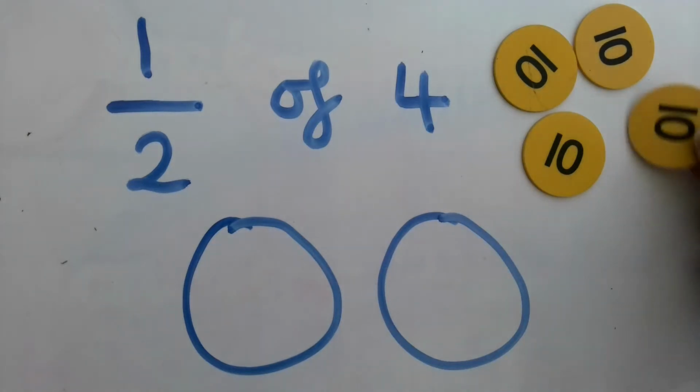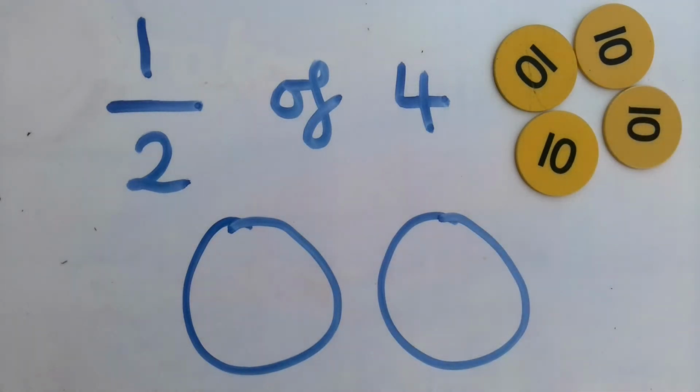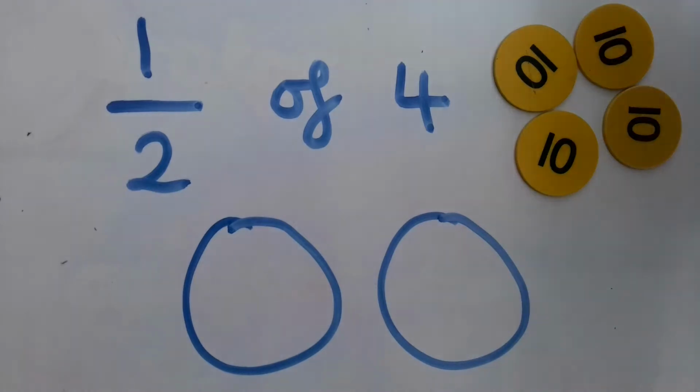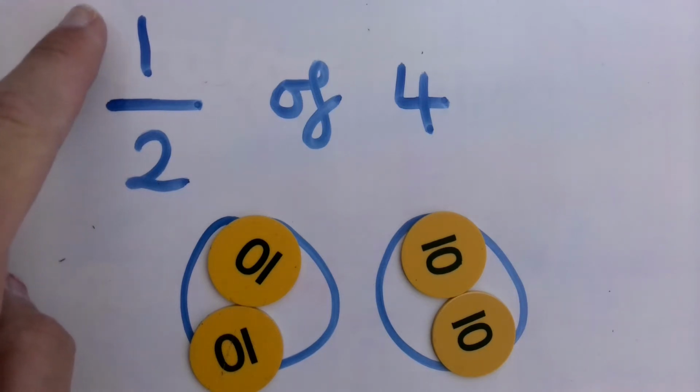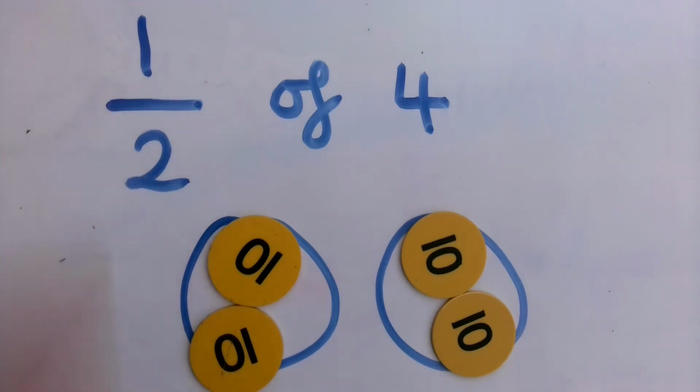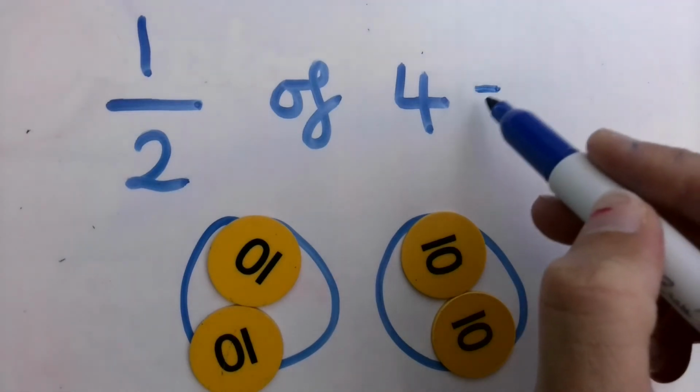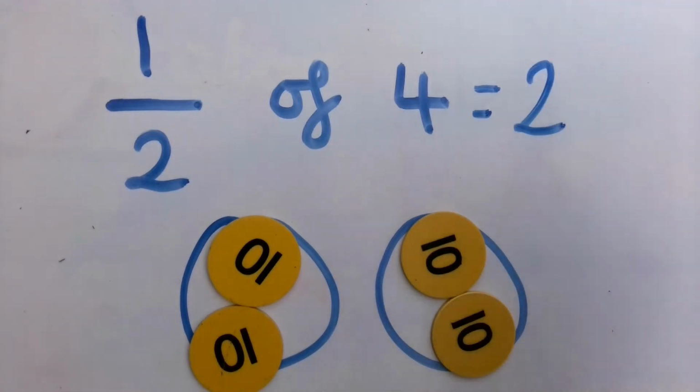I've got my 4 counters, and I need to share them equally between my 2 groups. As you can now see, each group has got the same number of counters in. Each group has got 2 counters in. My numerator tells me how many groups I need to look at. I just need to look at one group. Oh, I can see that really clearly, that in one group I have got 2. So 1/2 of 4 is 2.